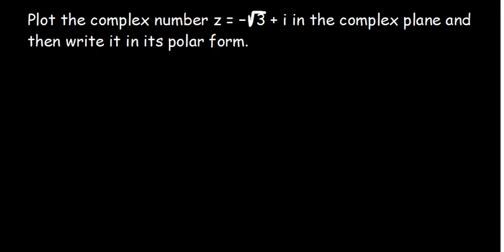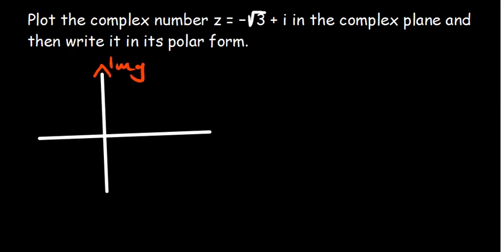We have a number of practice problems that we're going to look at. To start with, plot the complex number in the complex plane and then write it in its polar form. This is just applying the concept I was talking about. If you look at the complex plane, you expect to have the x and the y-axis. The y-axis is the imaginary part, and the x-axis is the real part.